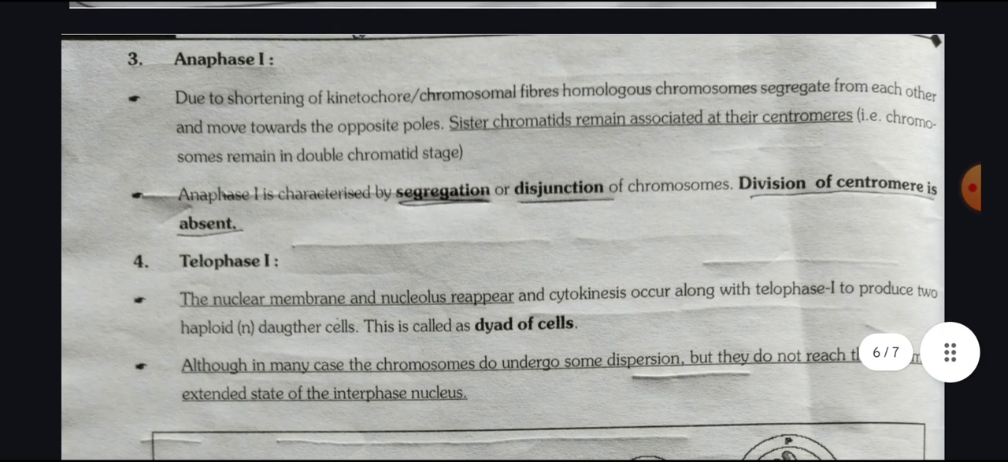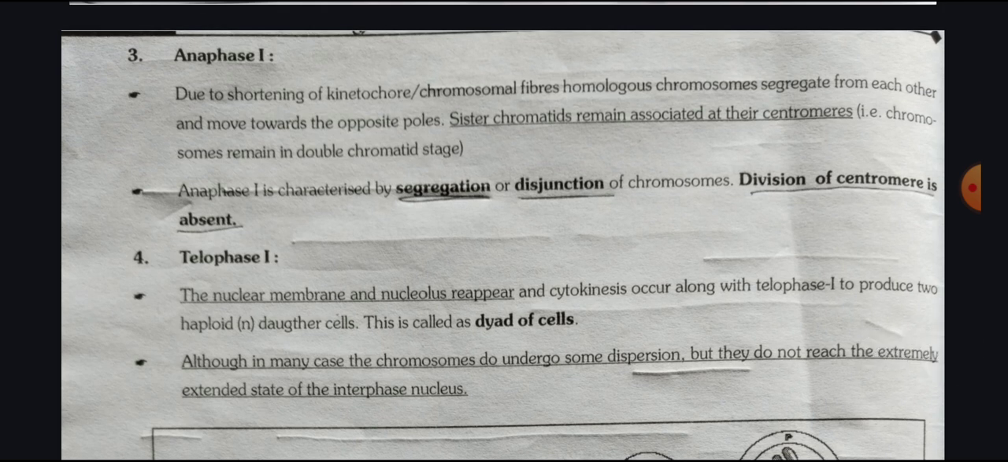Number three, anaphase one. Due to shortening of kinetochore or chromosomal fibers, homologous chromosomes segregate from each other and move towards the opposite poles. Sister chromatids remain associated at their centromeres, for example, chromosomes remaining in the double chromatid stage. Anaphase one is characterized by segregation or disjunction of chromosomes. Division of the centromere is absent.